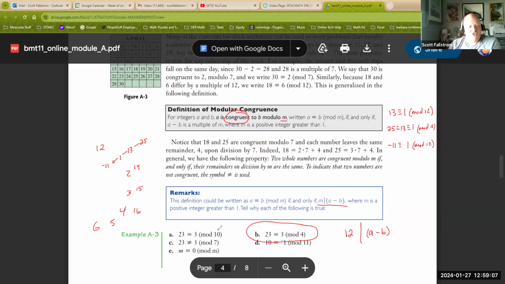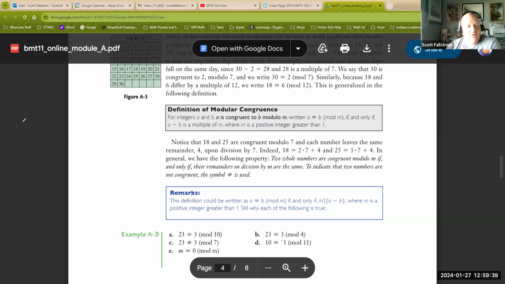Okay. So if you want to check, this is mod 10. Find the difference. 23 minus 3 is 20. Does 10 go into 20? Yes. Okay. Let's see here. Look at the next one. 23 with 3 mod 7. Well, 23 minus 3 is 20. Does 7 divide 20? Question mark. And you would say that is false. So we would also say, you just say it's not congruent. Same thing as kind of saying false.